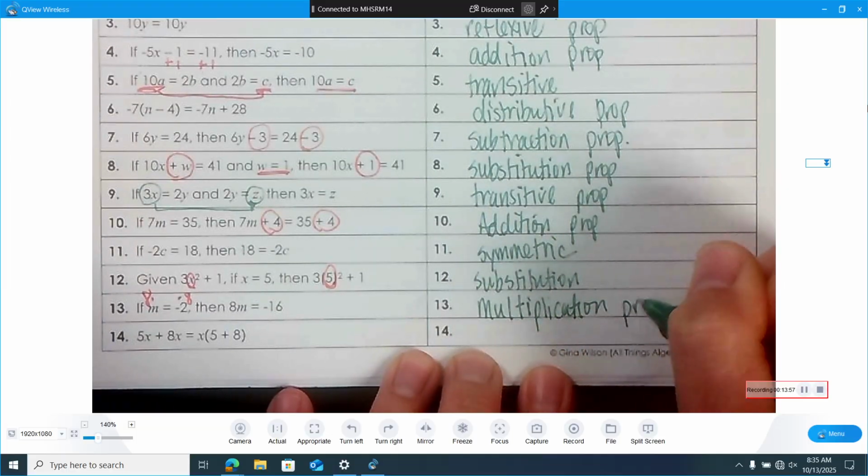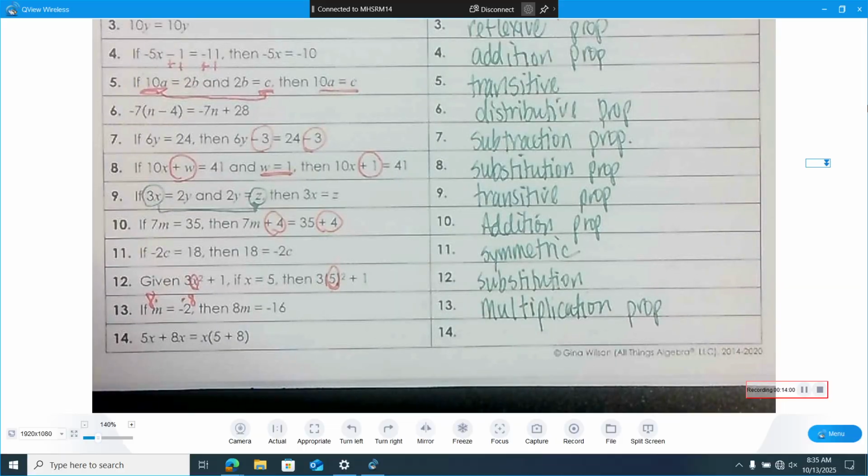God, I don't know why multiplication is so hard to spell. Multiplication takes all of my focus. Okay.